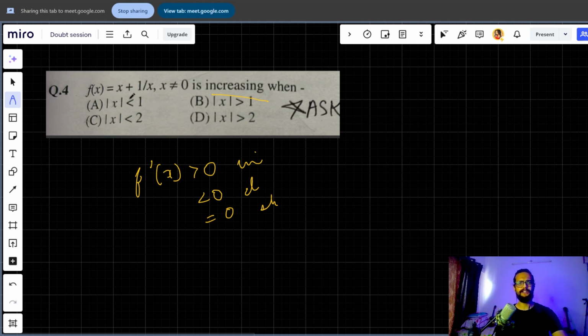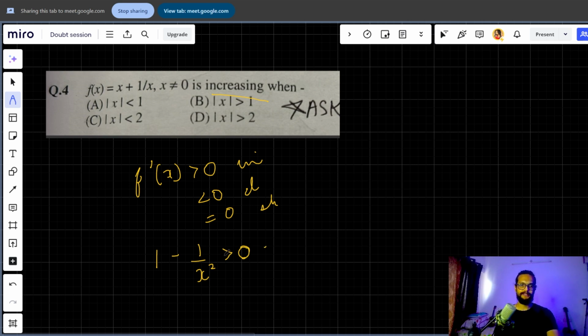Let's just differentiate and put it as greater than 0. The differentiation will be how much? The differentiation of x is 1. And differentiation of 1 by x is minus 1 by x square, right? And this has to be greater than 0. So whichever region it is greater than 0, we are good to go.